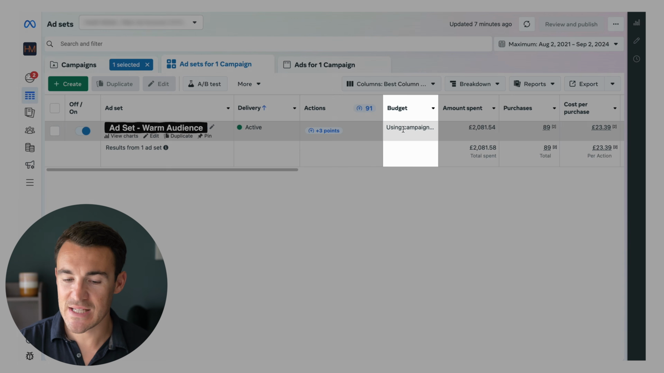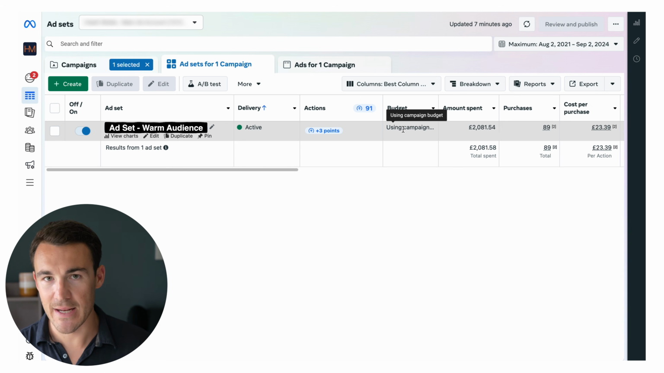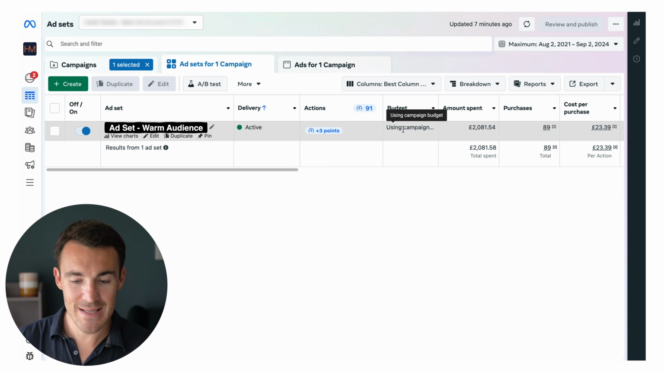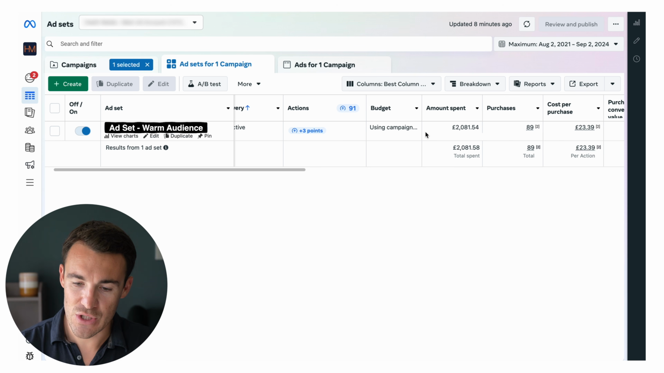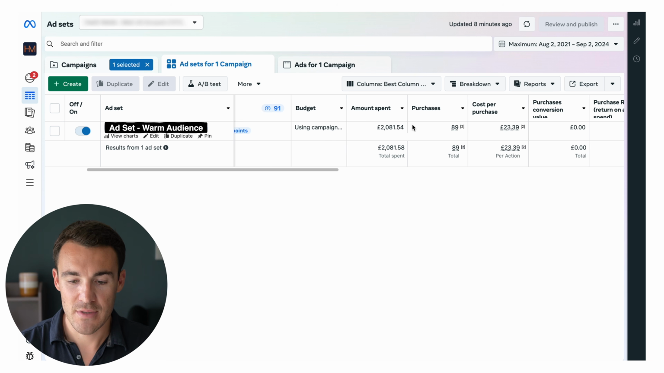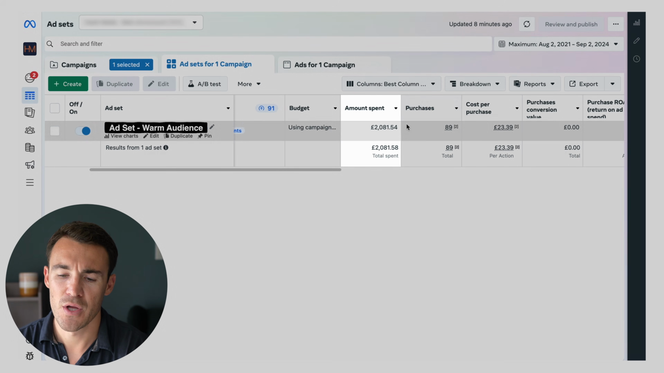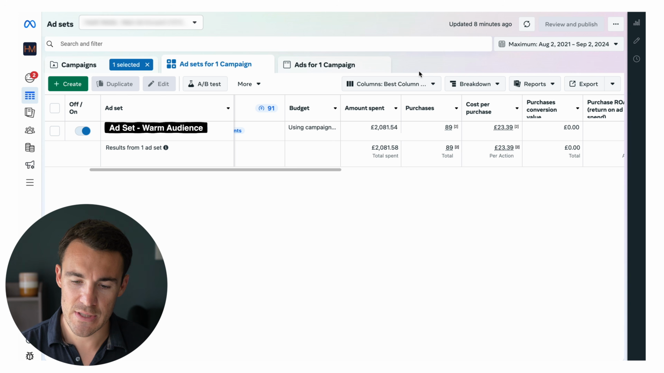Then we've got budget. You can see here it just says using campaign budget. This campaign has got one ad set, so it really doesn't make any difference whether you're using CBO or ABO, whether you're setting the budget at the campaign level or ad set level. A lot of people will tell you differently, and it does matter, but if you've got one ad set, it just doesn't make any difference. But we've got budget in there because that's useful. And then we've got amount spent. So we spent just over £2,000 on this campaign. We've got the time frame set to maximum, but I think this has been running for 60 days, something along those lines.